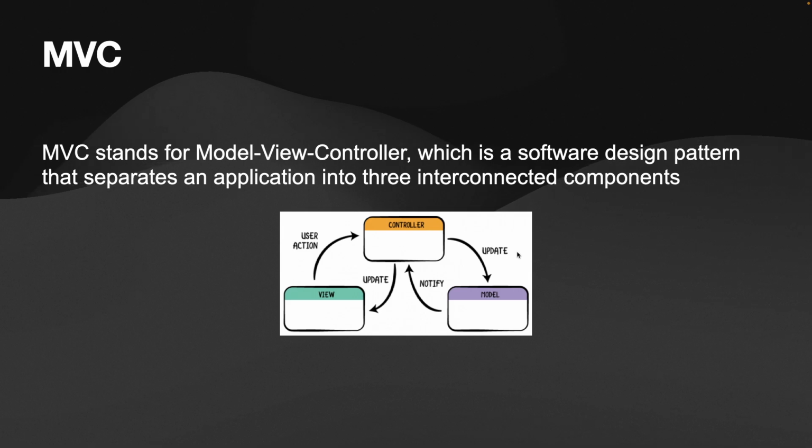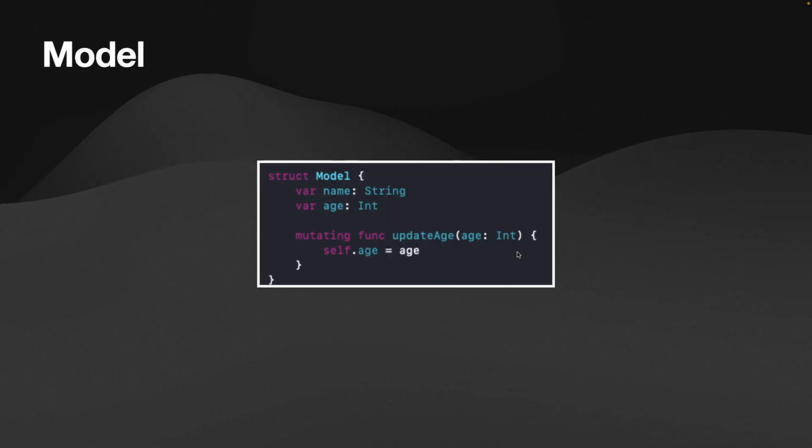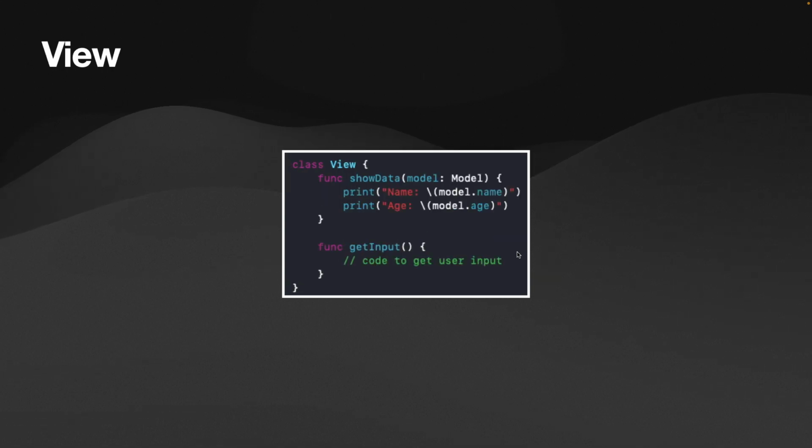The first one is the model. The model component represents the data and the business logic of the application. Here is a code snippet in Swift for a simple model. Next one is the view. The view component is responsible for presenting the data to the user and receiving user input. Here's a code snippet in Swift as well.